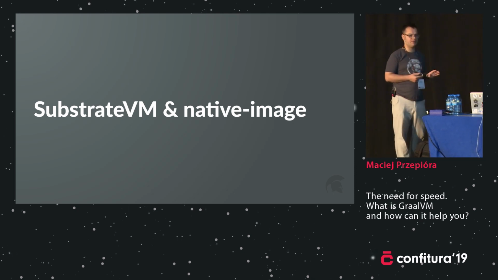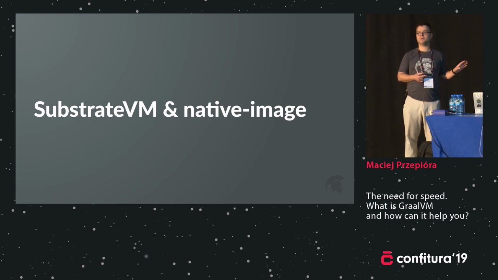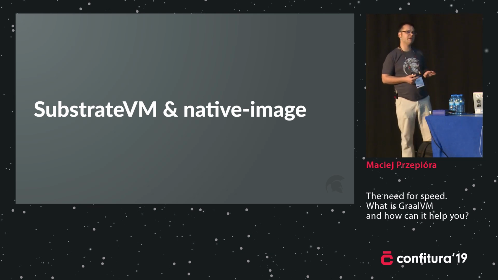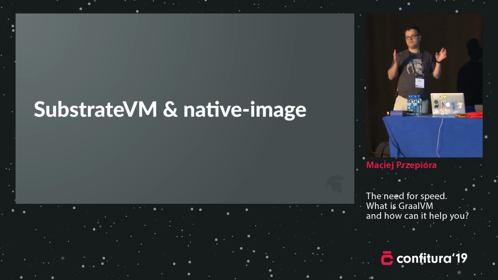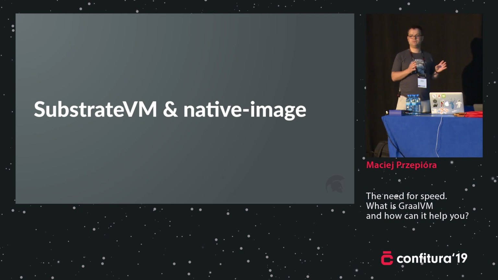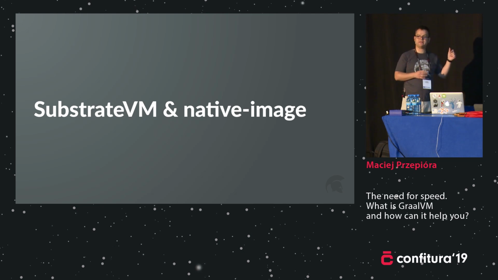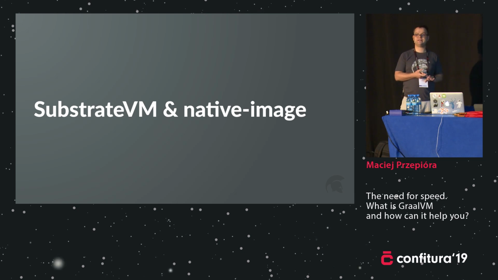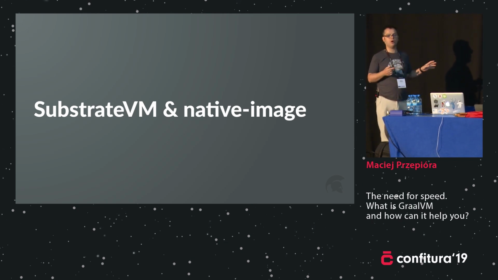That's Substrate VM and the native image tool. Have you heard about it? Who has heard about native image and running Java as native code? Some people, okay. So the basic idea here is that we can have a simplified Java runtime that is called Substrate VM that contains things like a garbage collector and thread scheduler, but it doesn't contain things like a class loader or just-in-time compiler.